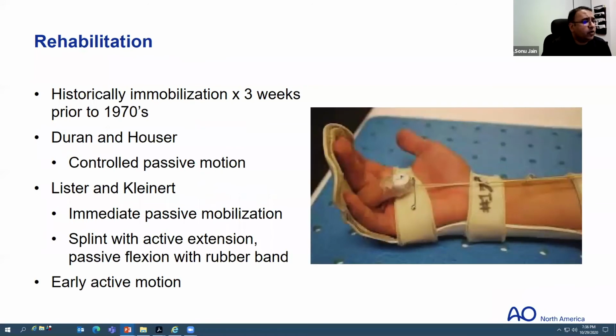So before we go into our rehabilitation, I just want to mention historically immobilization was about 3 weeks prior to the 1970s, and we had a whole slew of different methods to improve post-op rehabilitation, but Duran and Houser with the controlled passive motion, Lister and Kleinert with the immediate passive mobilization, with the splint with active extension and passive flexion, rubber bands, and then early active motion here.